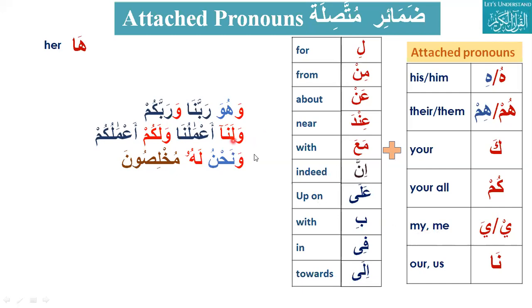Ayan, can you please take this, wa lana? ولنا أعمالنا ولكم أعمالكم. Can you please translate wa? And. Lana, for us. أعمالنا. What is the meaning of na? Na means us, our. A'mal means deeds. Our deeds.